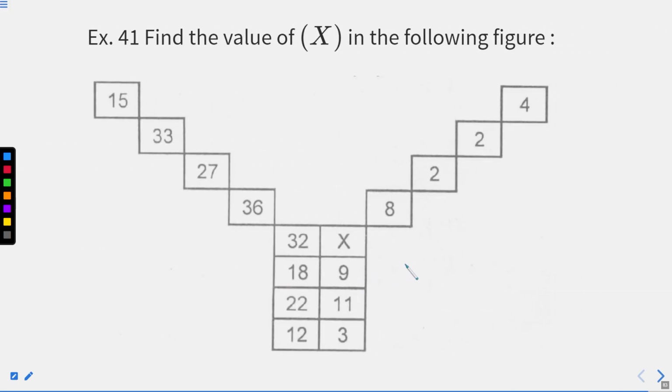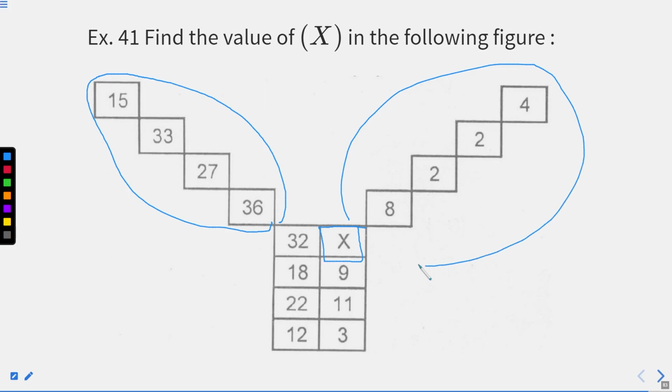Now, this is a different question for you all. And this is the last question of today's lecture. What we are supposed to find, we are supposed to find the value of x, which is written in this box. So whenever you are getting these kinds of questions, you need to find the relation of all these numbers that I have encircled with the number which I have mentioned below. Okay, you need to find this. So for that, I'll directly jump to the answer part.